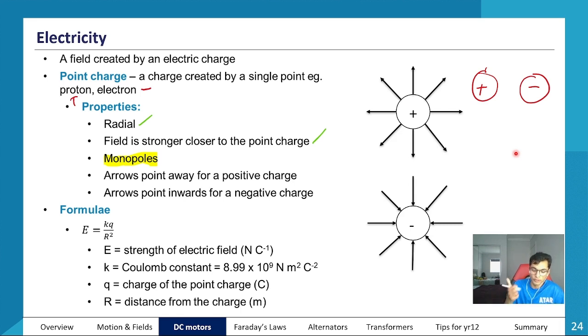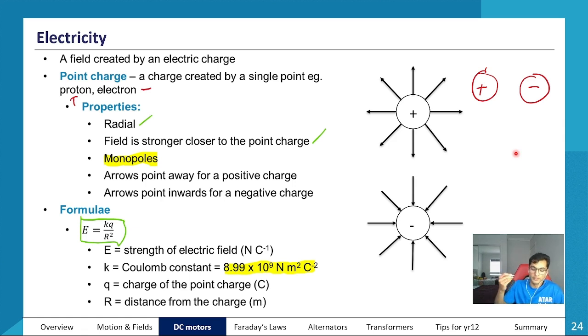The next new formula that you have to learn is this. E is equal to kq divided by r squared, where k is another constant, 8.99 times 10 to the 9. Q is your charge measured in coulombs, usually the charge of an electron or charge of a proton, and r is your distance.